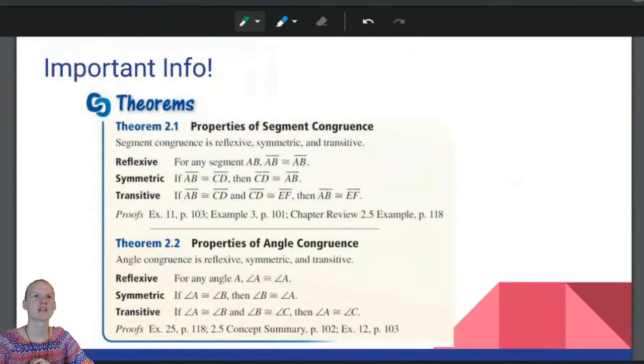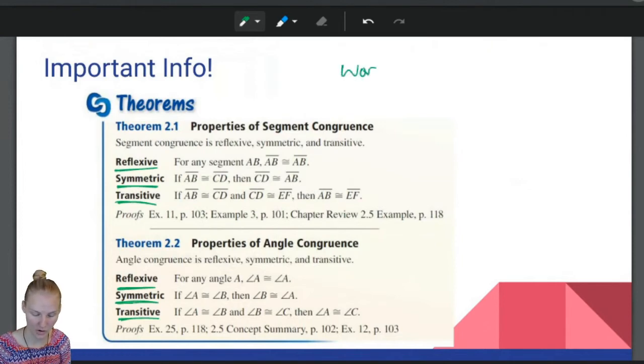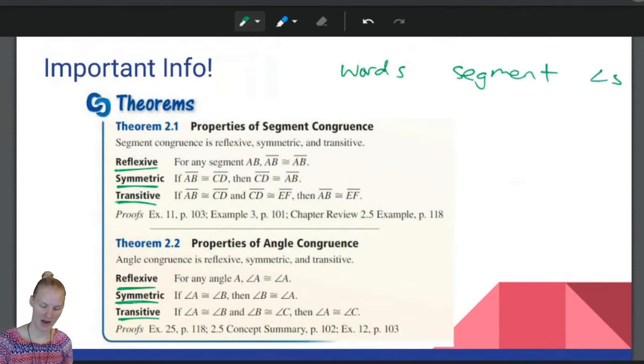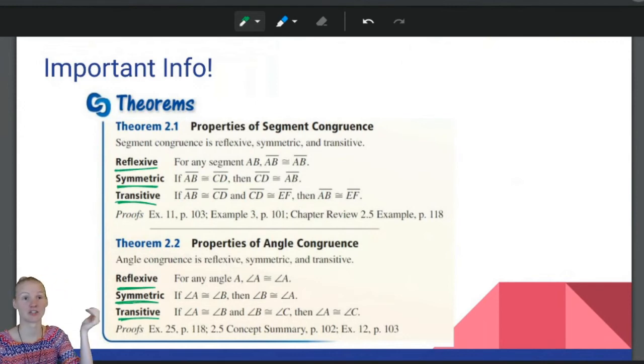That feels good. So next, some important information. We saw these in the last video, the reflexive, symmetric, and transitive properties. But now I want to show you what they look like with segments and with angles. In the last video, they had examples of what it meant in words, and then examples of segments and angles. But now we're going to go into a little bit more detail about it.